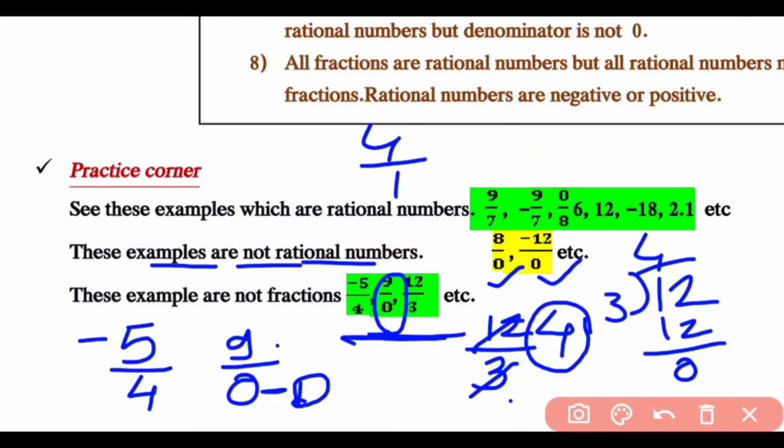Okay, if I write 6 upon 3, it is also not a fraction because 6 is completely divisible by 3. 3 1s are 3 and 3 3s are 6. So in this way we can get 1 in the denominator. So it is a rational number, but it is not a fraction. So when the number in the numerator is completely divisible by the number in the denominator, such a number cannot be said as a fraction, but such a number is a rational number. And that's why it is said that all fractions are rational numbers, but all rational numbers are not fractions.